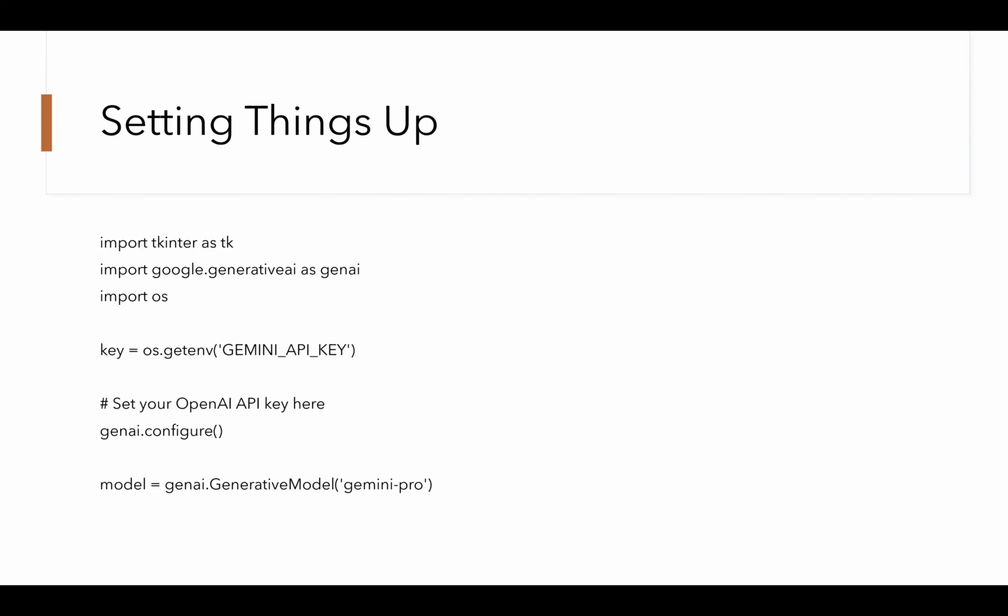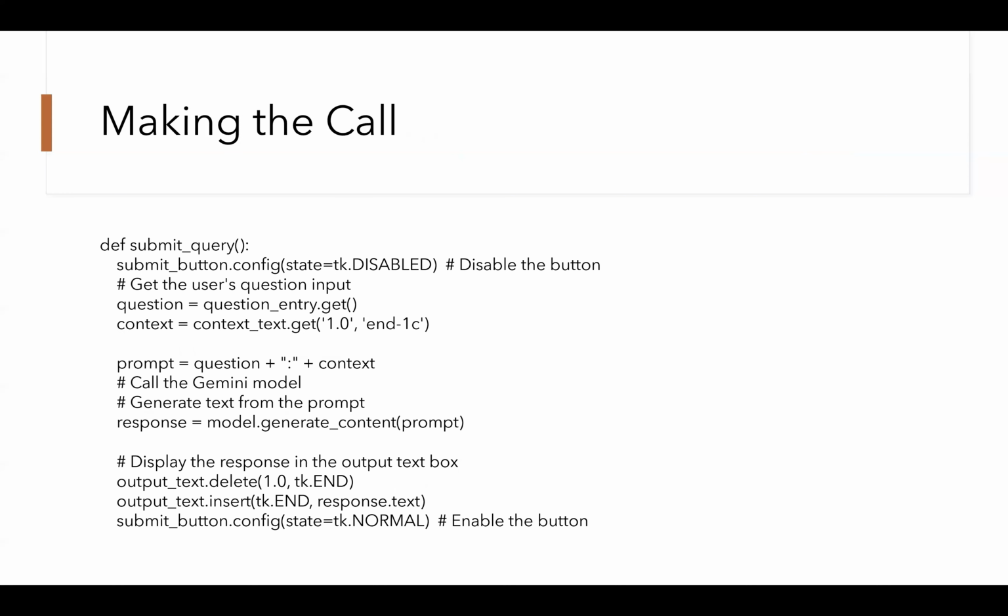First, to set things up, I'm going to be using Tkinter to create a window-based form. And then I tell it I want to use Google Generative AI. I'm going to import OS because I'm going to get my Google key from an operating system environment. That way I don't have to hard code my key into my code, which other people could see. And then I tell it I want to use the Gemini Pro model, and I'm ready to go.